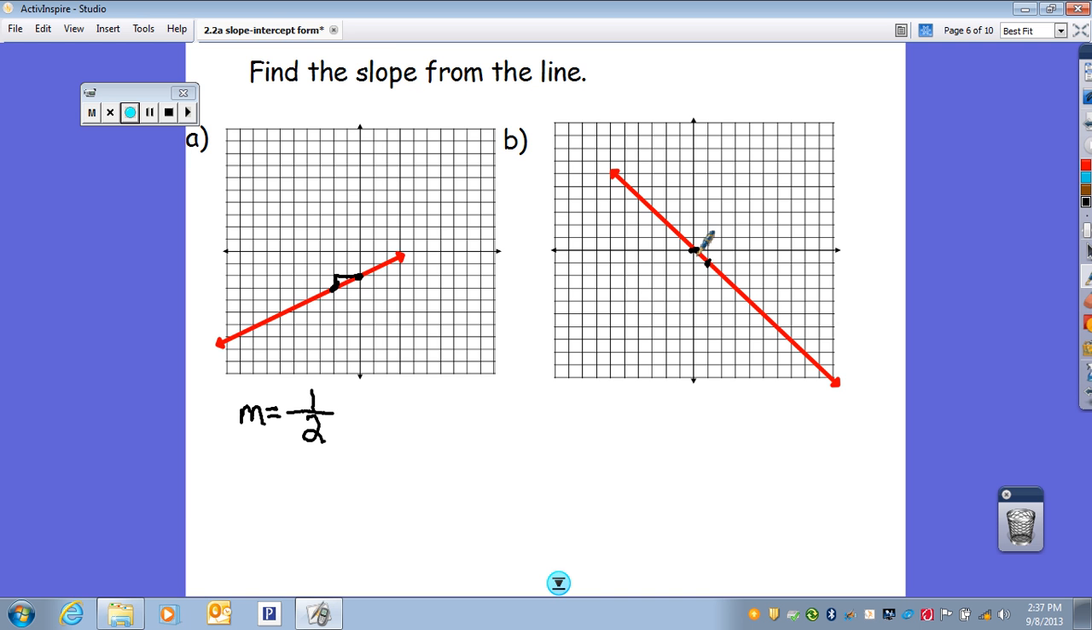In this example, you may pick any 2 points, and I want to know how do I get to the next point on the right. In order to get there, I'm going to go 1 unit down and 1 unit to the right. So my slope is going to be down 1 unit, which is -1 over 1 unit to the right. Simplified is -1.